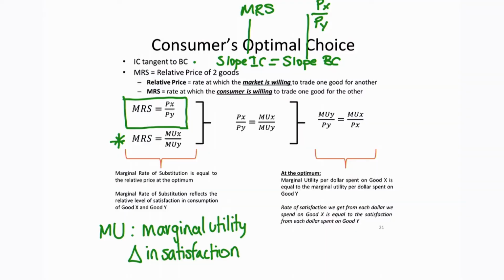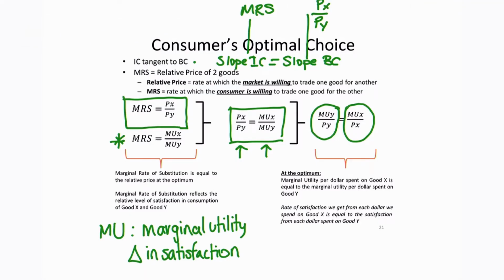Since the marginal rate of substitution can be defined as marginal utility of good X over marginal utility of good Y, we can then transfer the optimal point of consumption so that the relative prices are equal to the marginal utilities. Using a little bit of simple algebra, we can see that the marginal utility that we have from consuming one more unit of good Y for each dollar that we spend on good Y is exactly equal to the marginal utility that we get from consuming good X and spending one more dollar on good X.